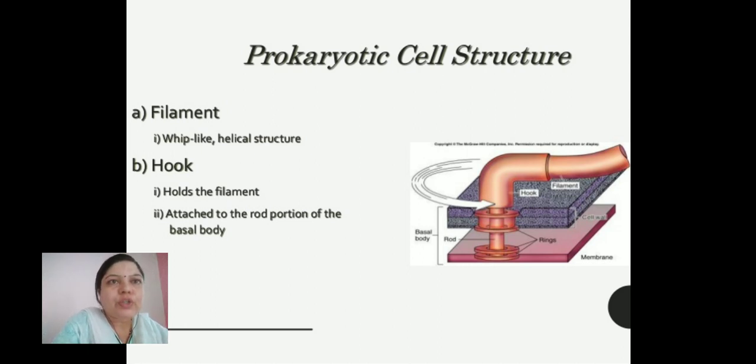So first of all we are going to learn the structure of flagella. You can see in the diagram that this is the structure of flagella, which consists of filament, hook and basal body. The whip-like helical structure which is present at the outer side of the bacterial cell is known as a filament. The movement of this filament helps the bacterial cell to locomote from one place to another place. Then next is the hook. This hook holds the filament and attaches the filament to the rod portion of the basal body.